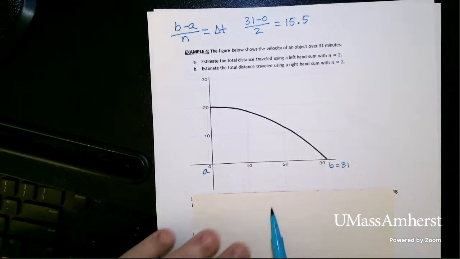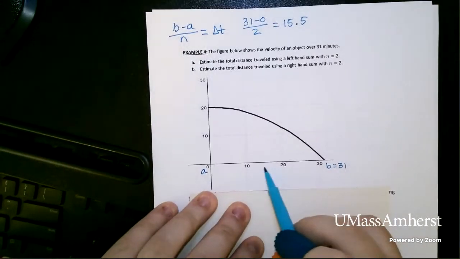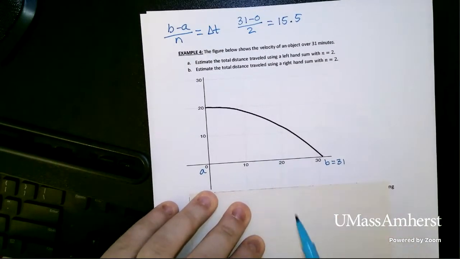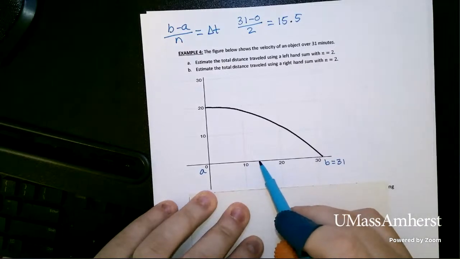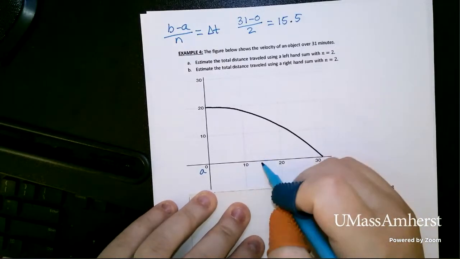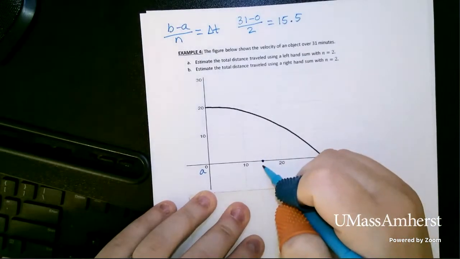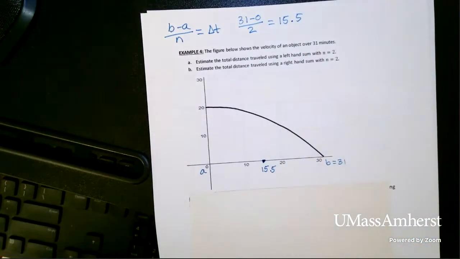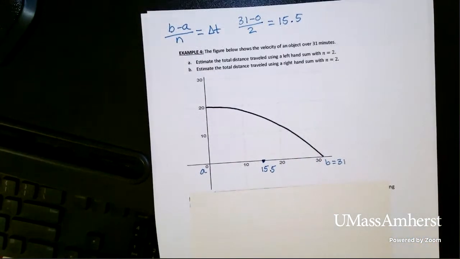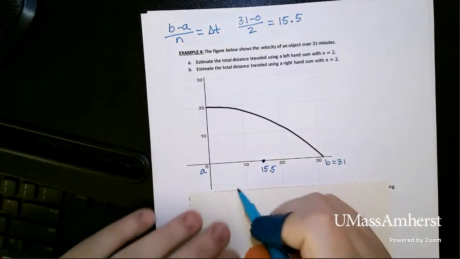So that means I want to look on here and try to figure out roughly where that is in my picture and label it. So 2, 4, so 15 is here. So 15.5 is right by 15. So I'm just going to pick a dot that looks like where it is, and I'm going to label it so I remember. Okay. So 15.5 is my delta t.